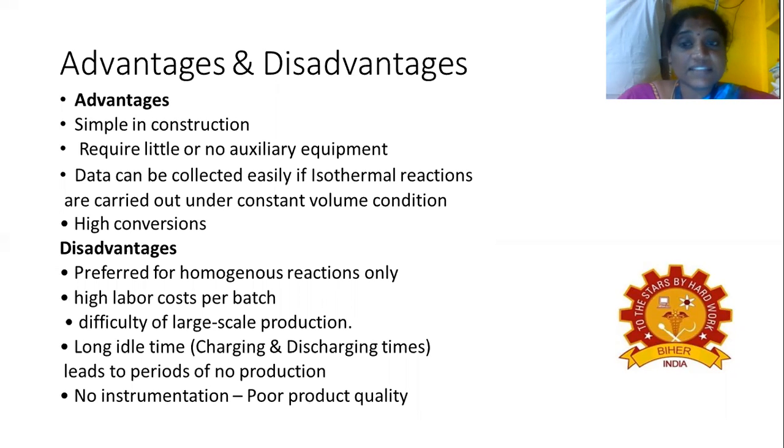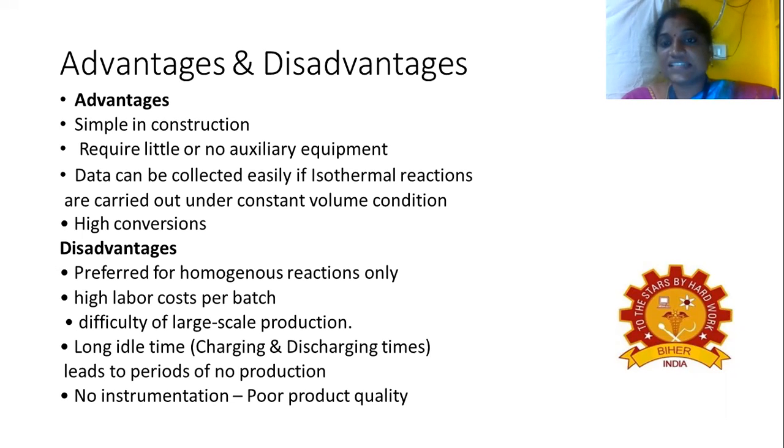Looking at the disadvantages, it is mainly preferred for homogeneous reactions only. There is high labor cost per batch, difficulty of large scale production, and a long idle time. Charging and discharging times lead to periods of no production also, so long idle time would be there. With no instrumentation, poor product quality may be achieved.